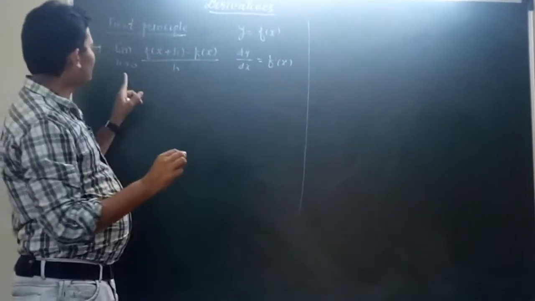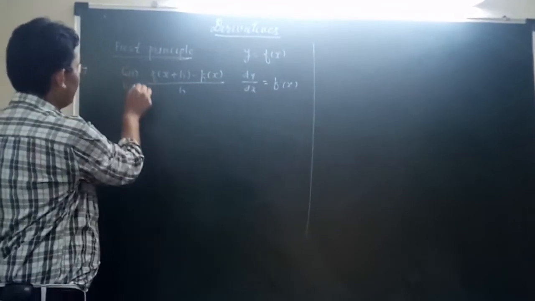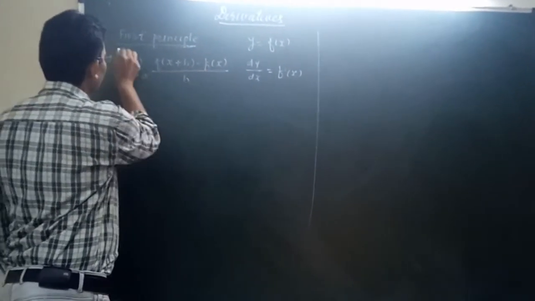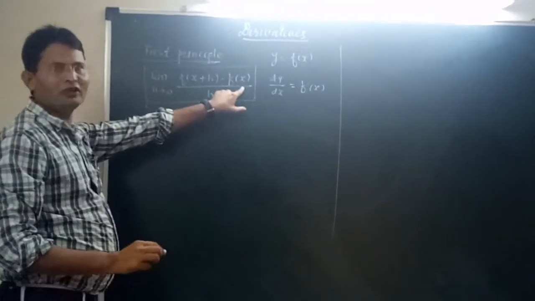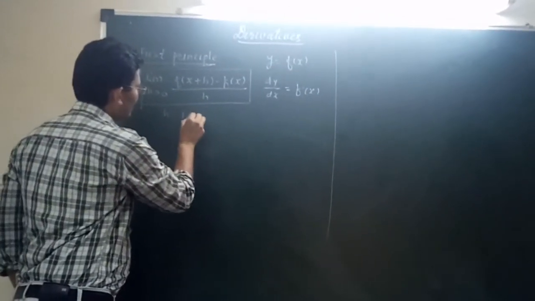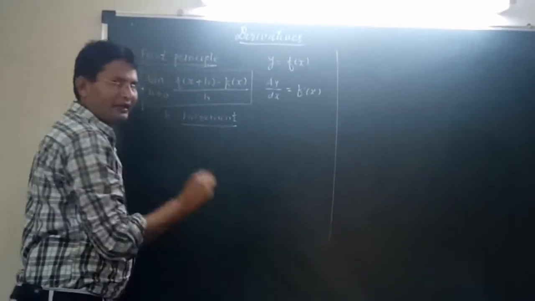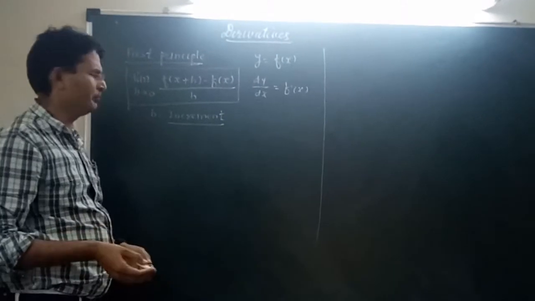Now, how is the function derived? There is a simple method. Limit h tends to 0, f of x plus h minus f of x. Let me clarify. x is the function and h is the increment. Now this increment is added to every part of the function. Let's go for an example.